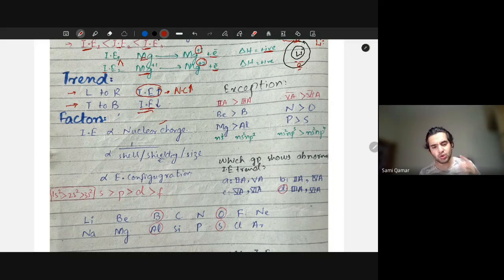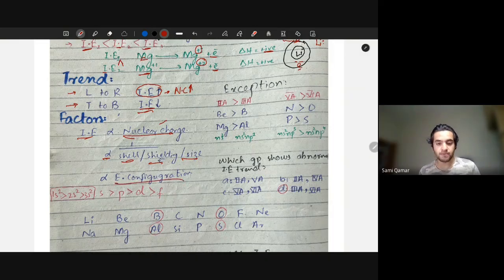This is very, very important. You must remember that ionization energy is directly proportional to nuclear charge from left to right, and it is inversely proportional to shells, shielding effect, and size. From top to bottom, atomic size increases, and we have talked about that previously. Shells, shielding effect, and size are increasing from top to bottom. So that's why ionization energy will decrease.